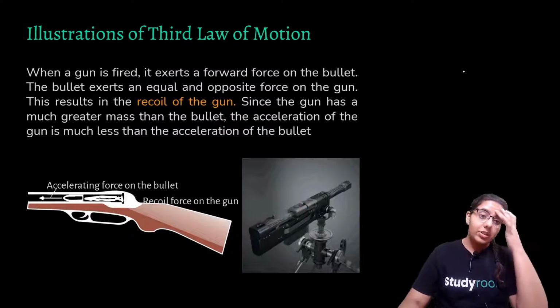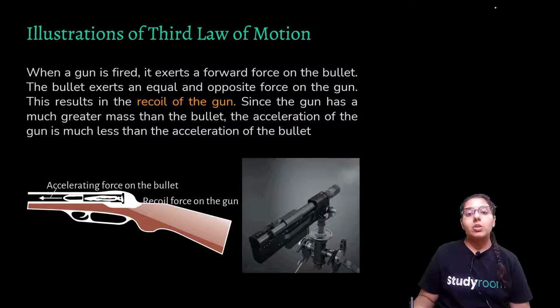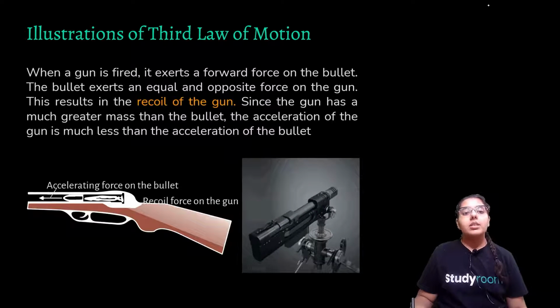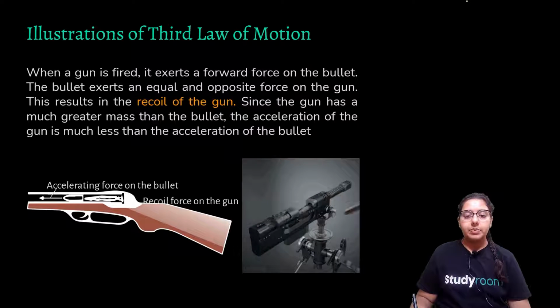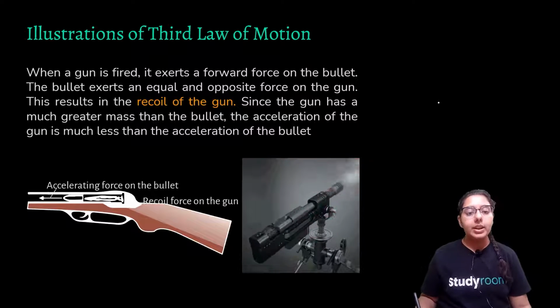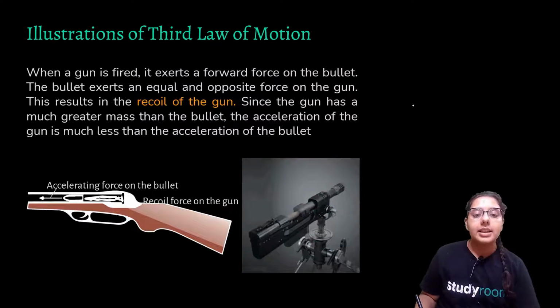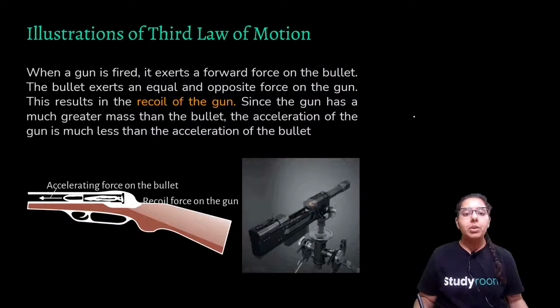So, illustration. When a gun is fired, it exerts a forward force on the bullet. The bullet exerts an equal and opposite force on the gun. This results in the recoil of the gun. You know this is recoiling. Since the gun has a much greater mass than the bullet, the acceleration of the gun is much less than the acceleration of the bullet.